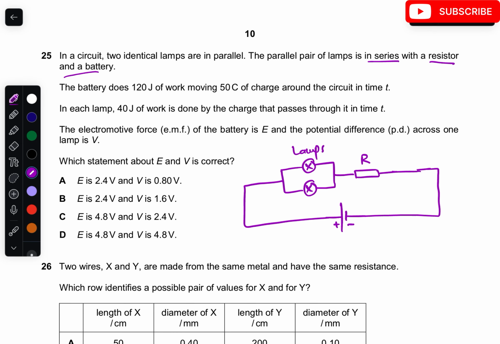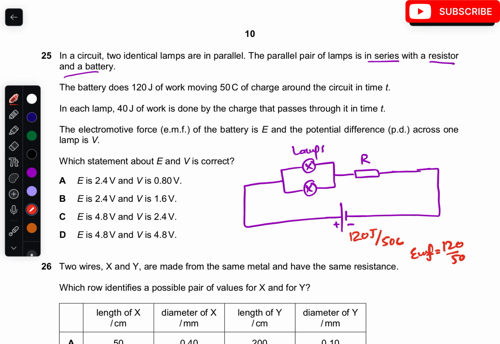The battery does 120 joules of work on 50 coulombs of charge. So 120 joules of work per 50 coulombs of charge is the potential difference, the EMF that they are giving you. So this is the EMF of the battery, that is 120 divided by 50.